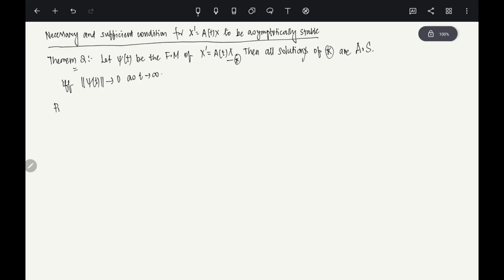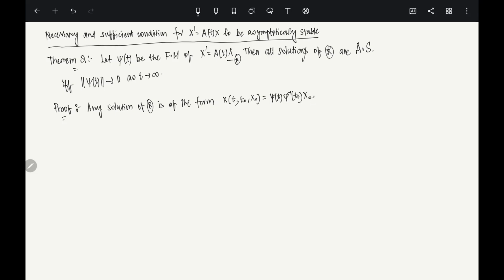Proof. First of all, let's say this system, the star, any solution, how does it look like? Any solution of star is of the form x(t, t0, x0) equals phi(t) phi inverse(t0) times x0.